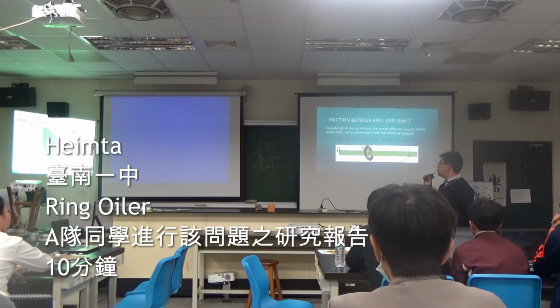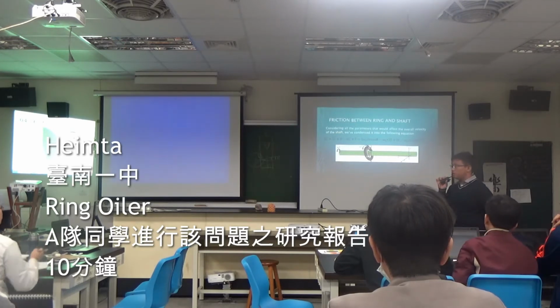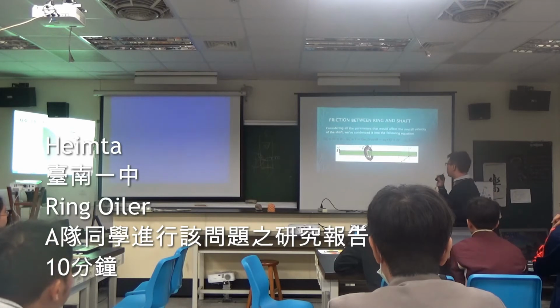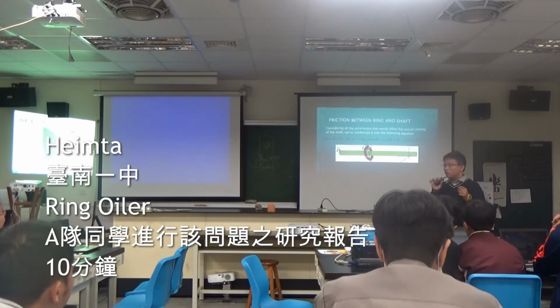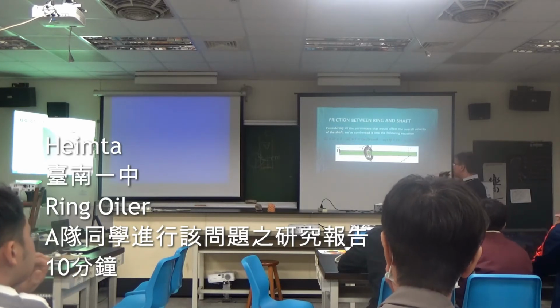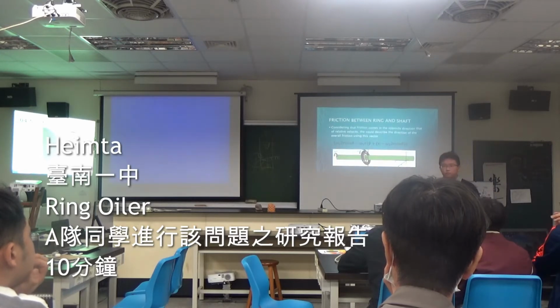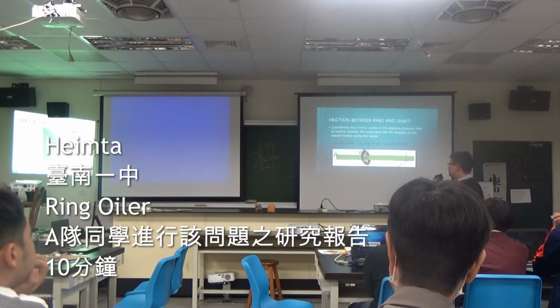Considering all the parameters that will affect the overall velocity of the shaft, we can reduce this to one formula that describes the velocity of the ring, which is omega 2 cross 2r plus v minus omega 1 cross r, which describes the relative velocity of the ring. And we can split it into two vectors, one in the x direction and one in the y direction. And considering that friction acts in the opposite direction of relative velocity, we can describe the direction of overall friction using this vector.